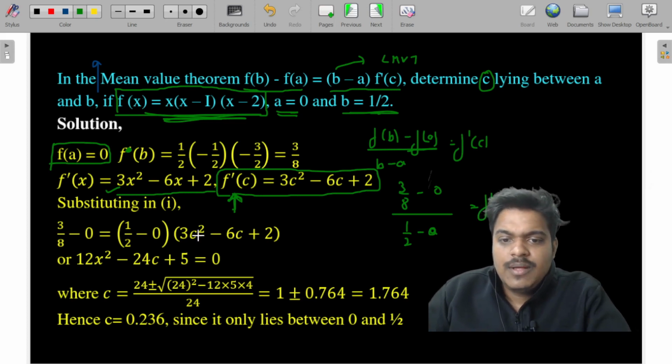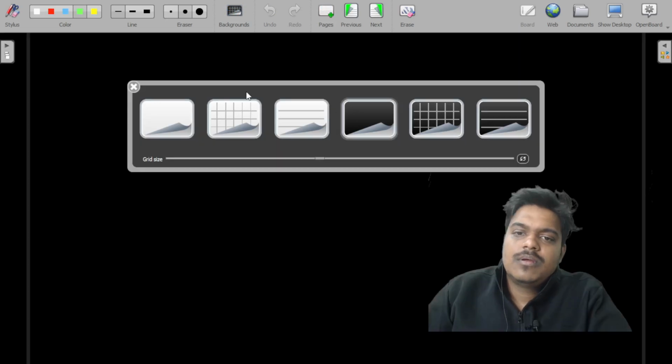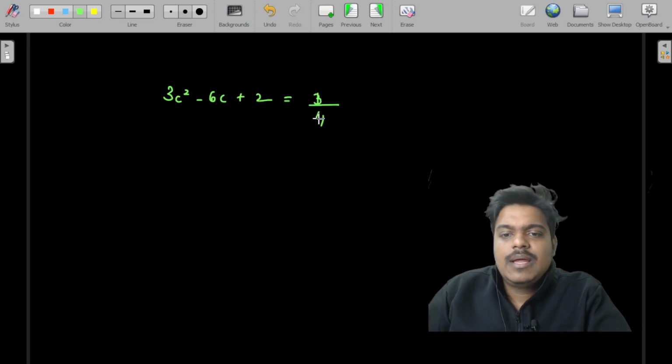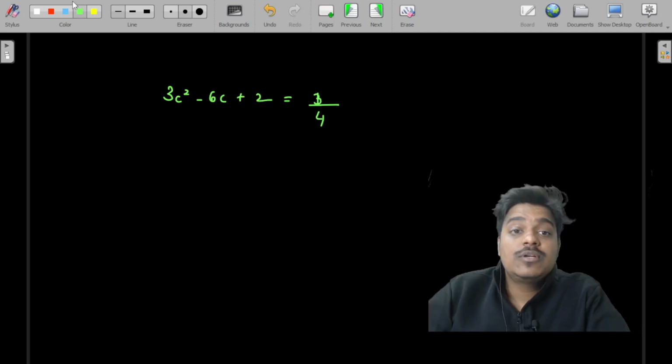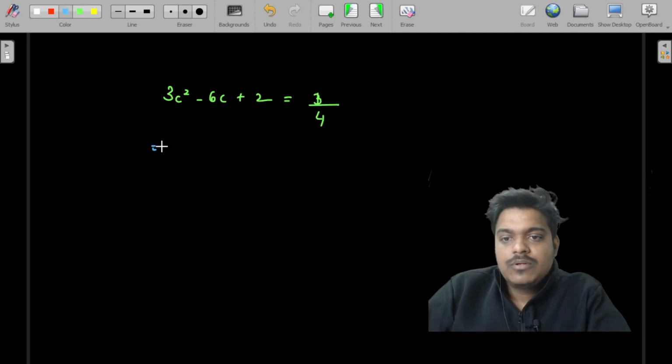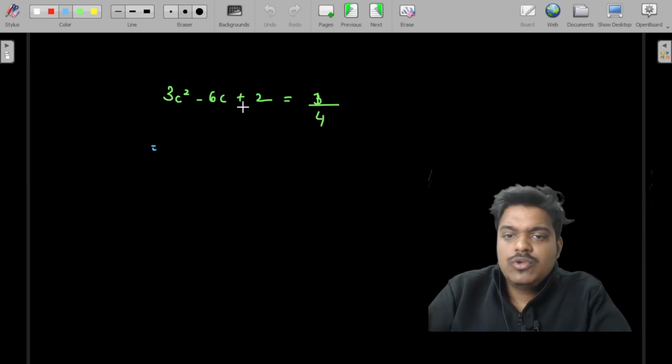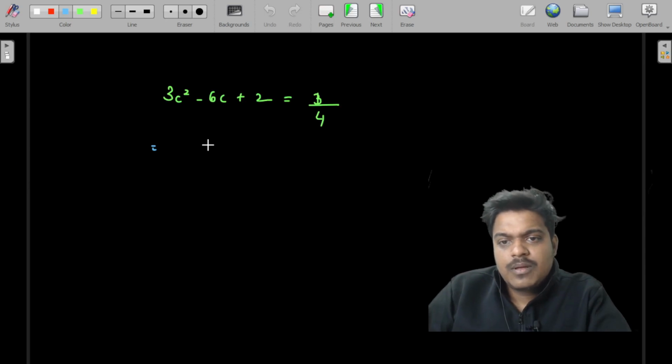Now you know the equation that 3c square minus 6c plus 2 is equal to f dash c, which is nothing but 3 by 4. Can you solve it for c? We'll try to solve it for c, not a very big deal. So this is 3 by 4. So you solve it up. You multiply into 4 by 3.